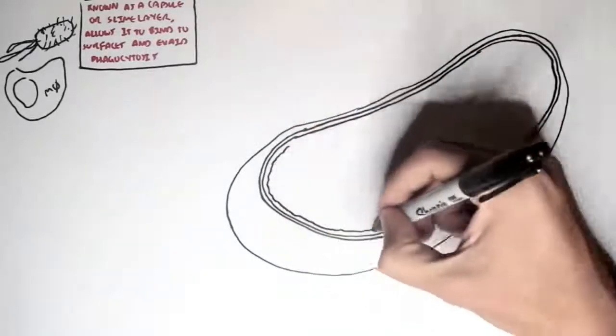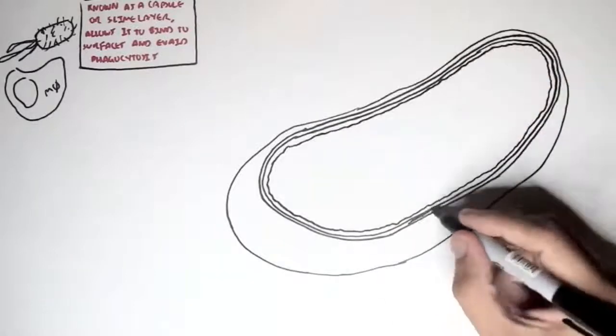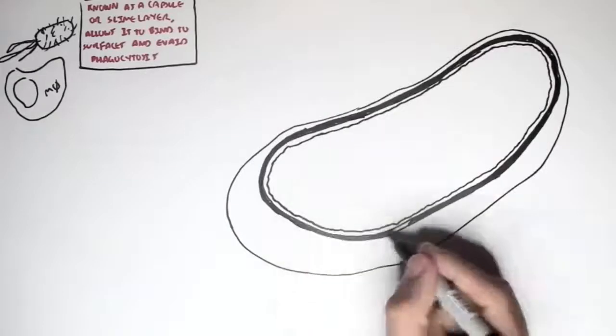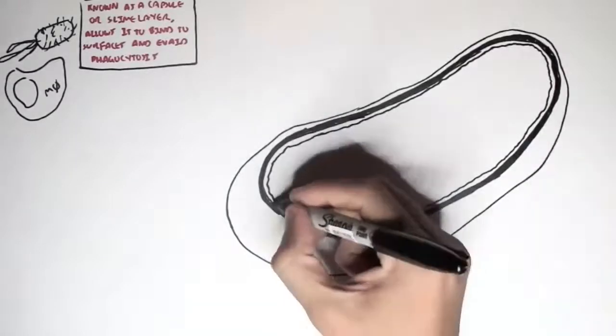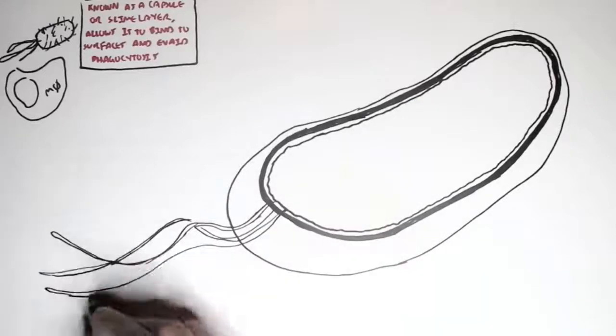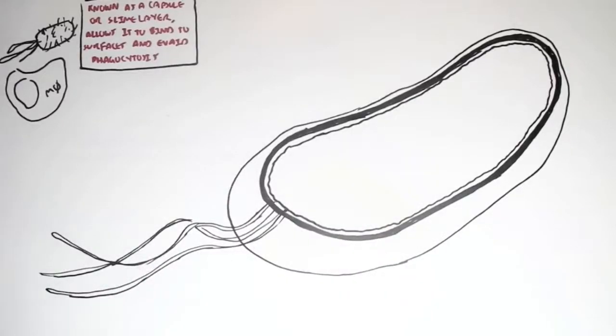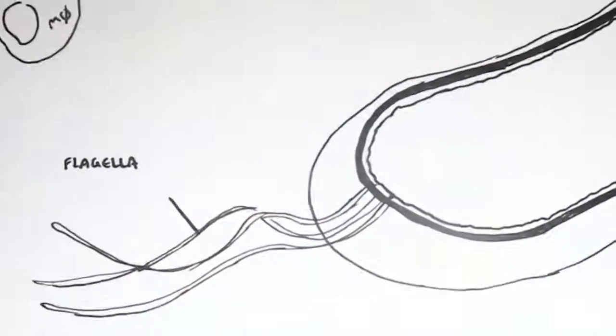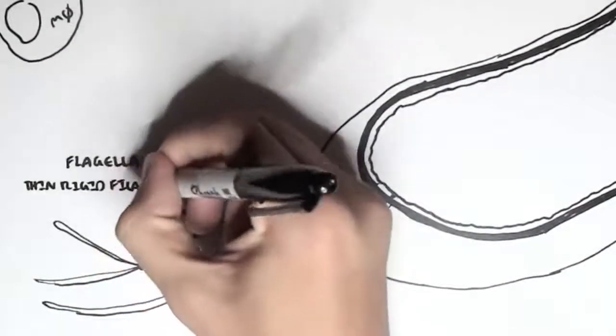Here I'm drawing a rod-shaped bacteria. It can be any type of rod-shaped bacteria. And now let's learn about part of its anatomy. Some bacteria have what's known as flagella, which are thin, rigid filaments, and these allow for bacterial movement. Flagella are essentially made up of proteins, and these proteins can propel the bacteria forward or move it around.